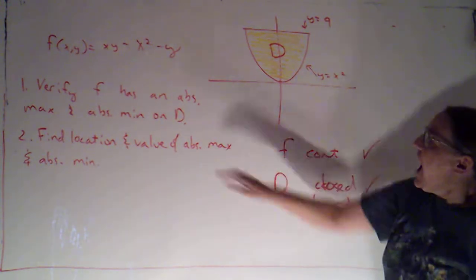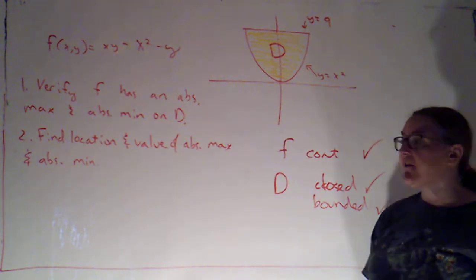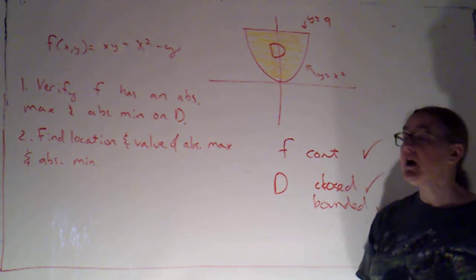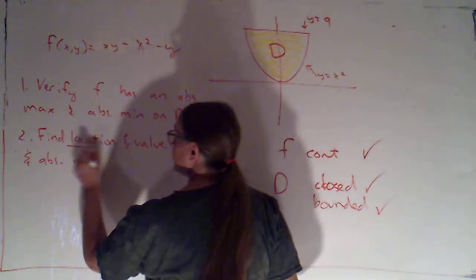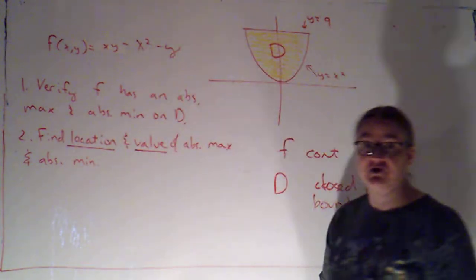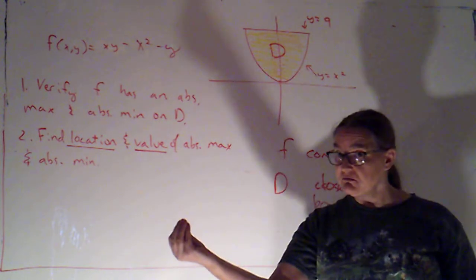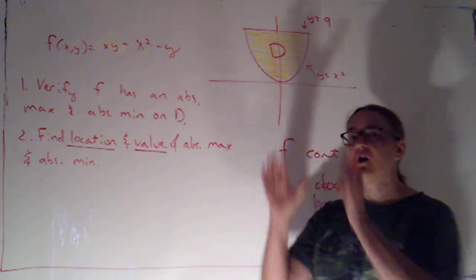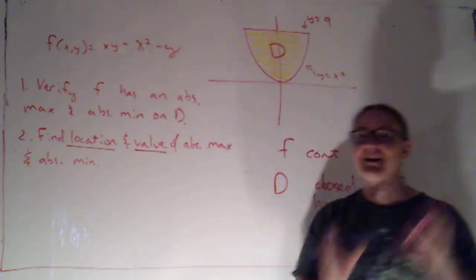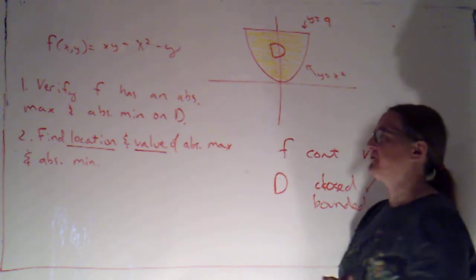Okay. All right, now the second part of the question, we're asked to find the location and value of the absolute max and min. I will almost always phrase my questions this way. It's a two-part question. I want the location and I want the value. And make sure you make it clear in your answer which part of your answer is the location and which part of your answer is the value.